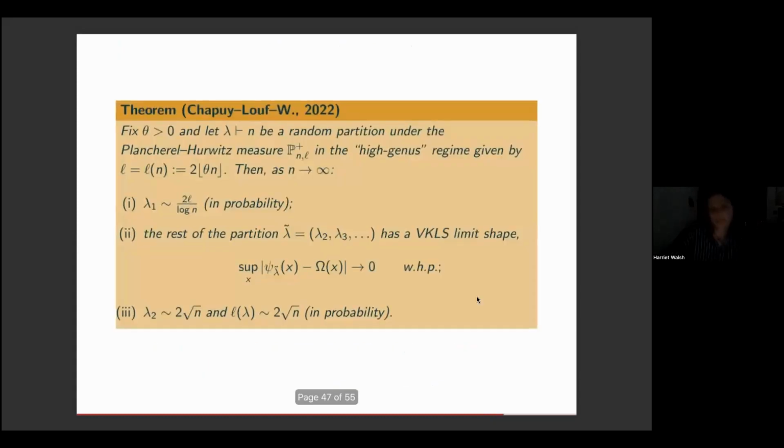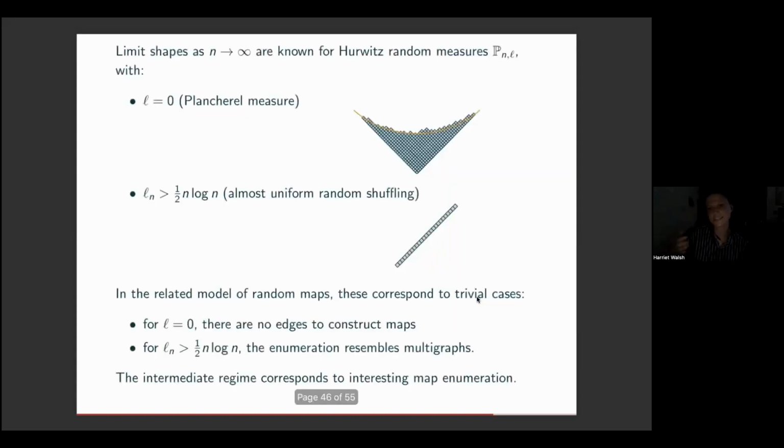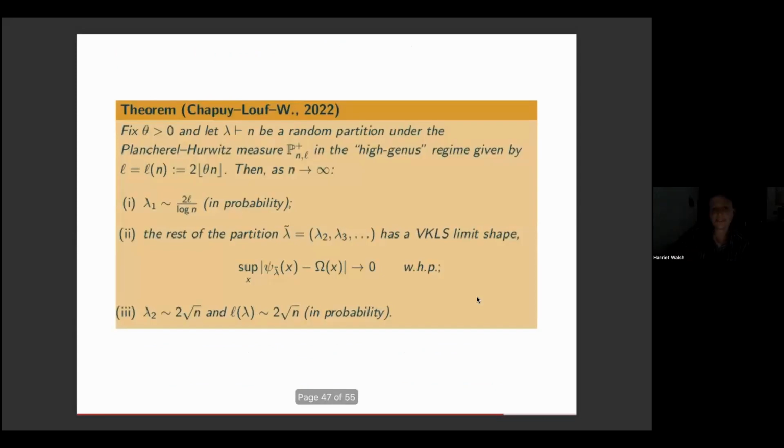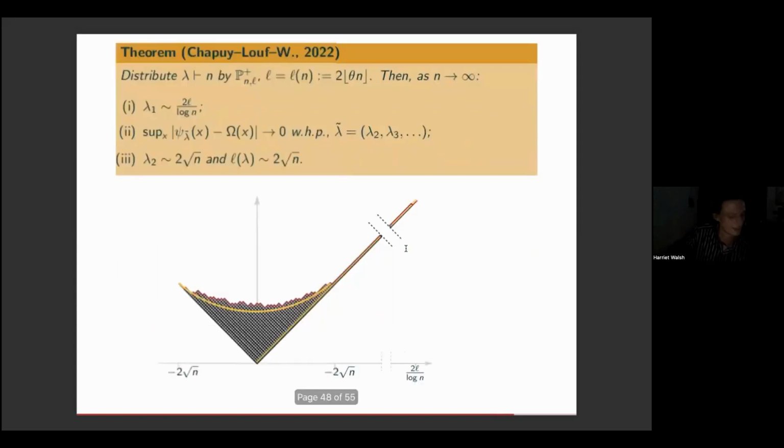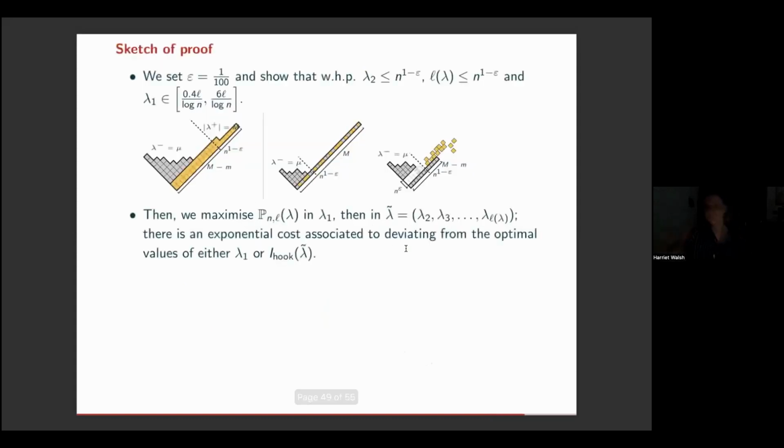And our main result is that we have some kind of mixing of these two shapes. So we find that the content sum wants to just come from the first part, and that should be of order 2L to the 2L over log n, while the rest of the partition just tries to optimize the Plancherel measure part. So in the little time I have left, I'd briefly like to say what our proof looks like.